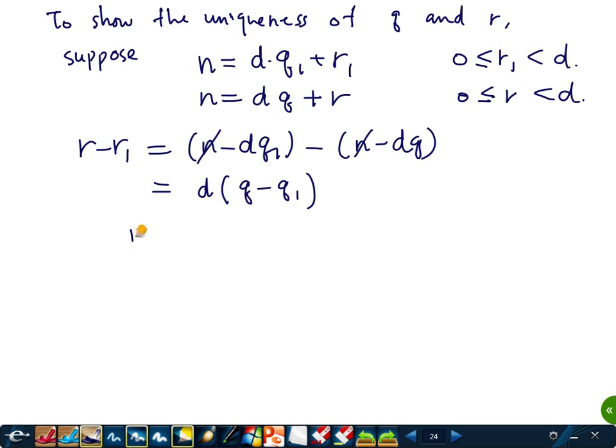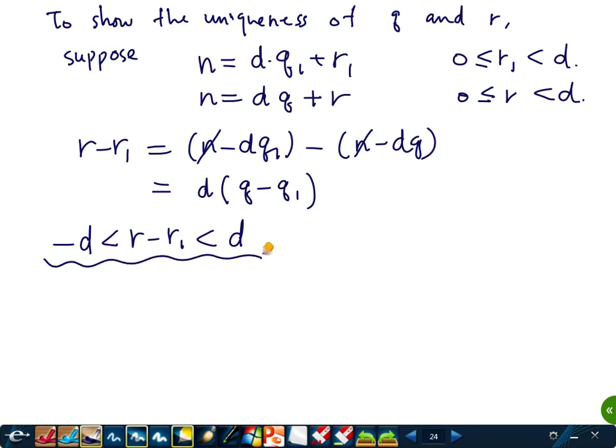What is the maximum value for this? It must be less than d, right? r1 is non-negative and r is less than d, so we subtract something non-negative, still less than d. And it must be greater than minus d, because if you want this to be the smallest, r is 0 and r1 is d minus 1. So this must be in this range.